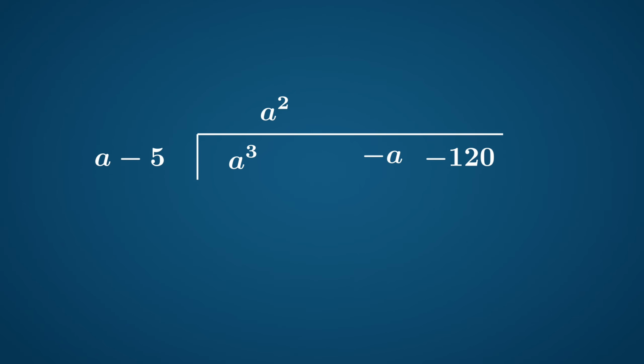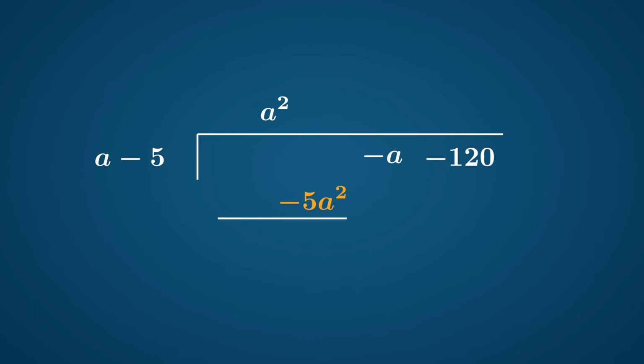Now we multiply this a squared by the entire divisor, a minus 5. Multiplying a squared by a gives us the a cubed term back, as expected. Multiplying a squared by negative 5 gives negative 5a squared. We place these terms underneath our original polynomial to subtract. We must be careful with our signs when performing this subtraction.